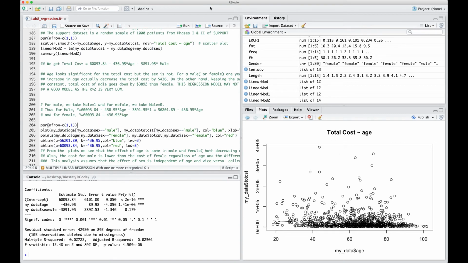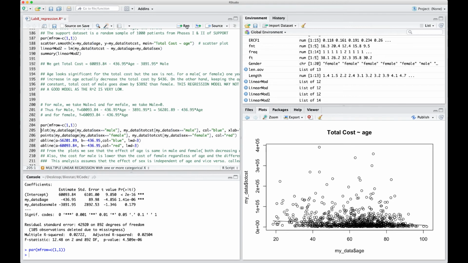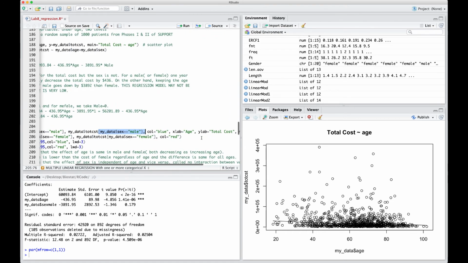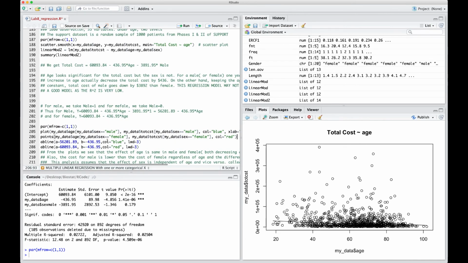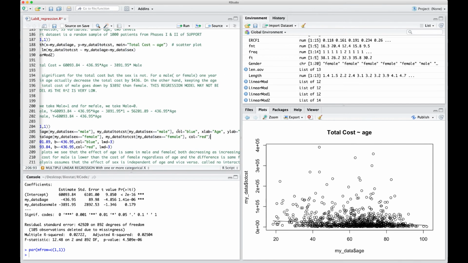Now we want to draw the linear regression line for male and female. Let us do that. We want to see just one graph. What I'm doing here is plot my data age and my data sex equals male, comma, my data total cost. And then for my data sex equals male. You can just copy and paste this, and I have some more. This is just for good looks. The main thing is the plot of my data, this and that, up to here.